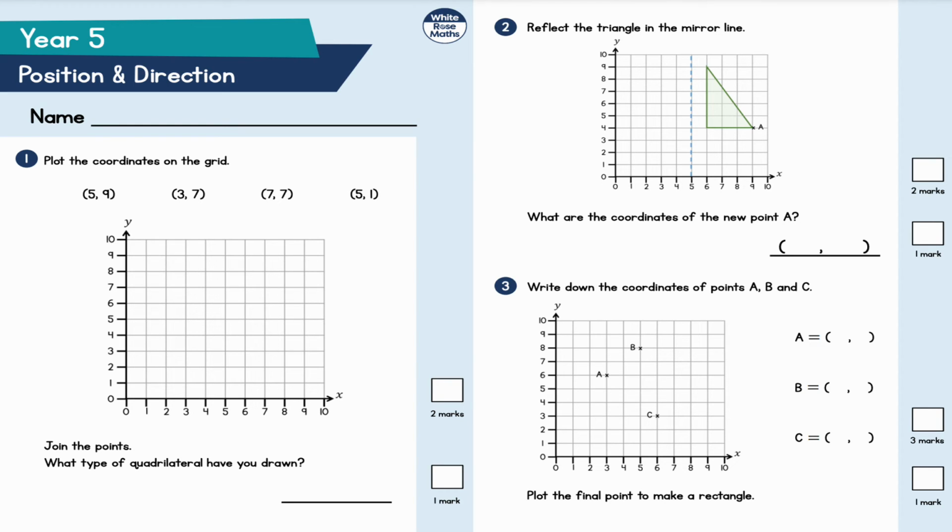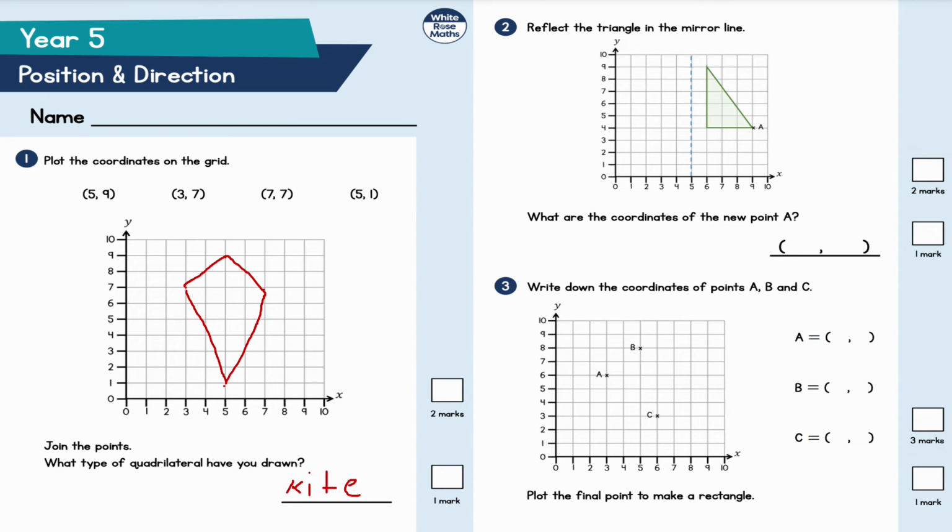Plot the coordinates on the grid. 5, 9: 5 across and 9 up. So I'm going to put a dot there. 3, 7 is going to be there. 7, 7 is going to be there. 5, 1 is going to be there. Now if I join this, the quadrilateral that I've made is called a kite. You might have heard of what a kite is before.